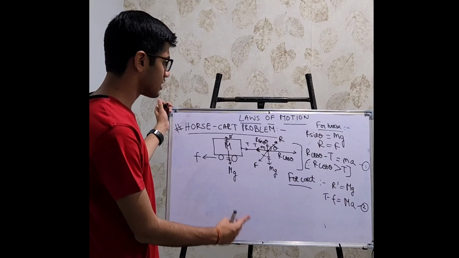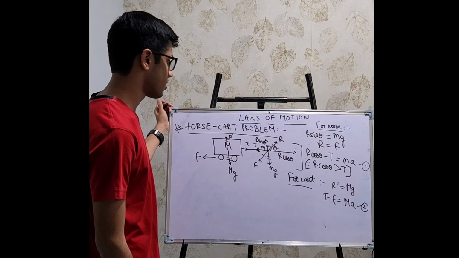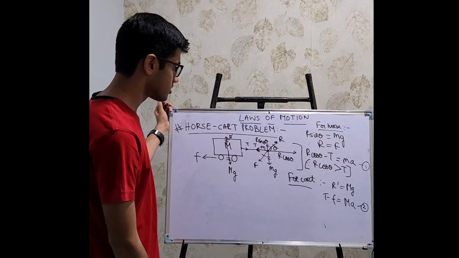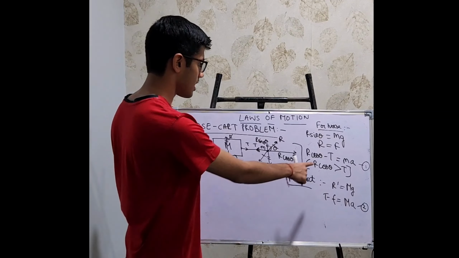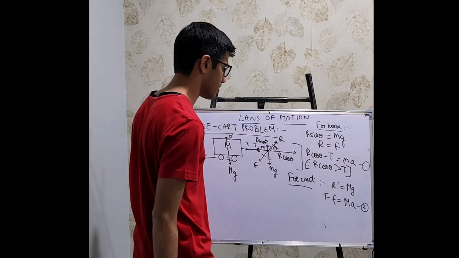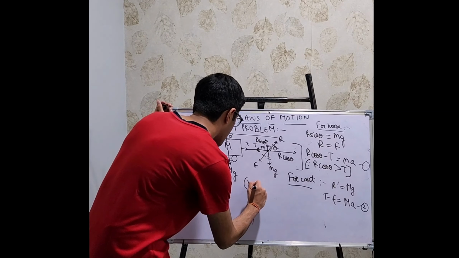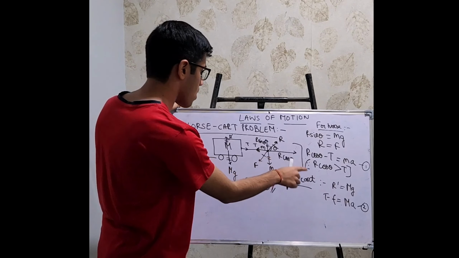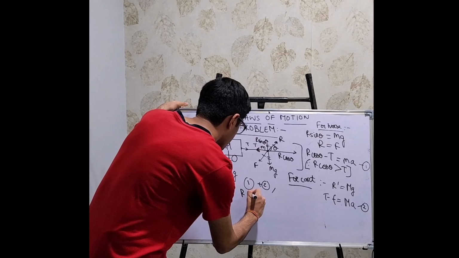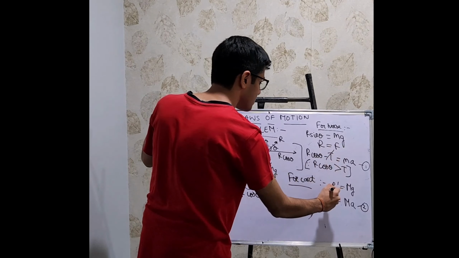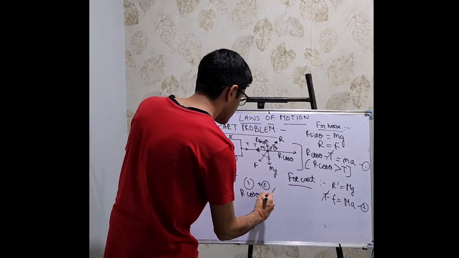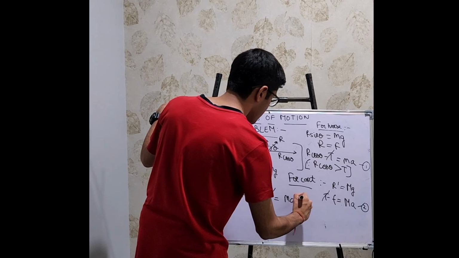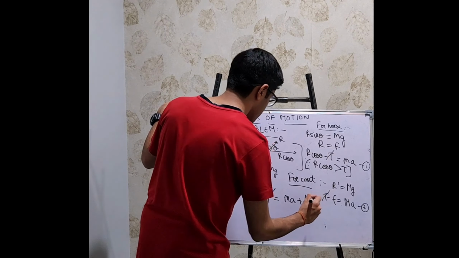Now we want to get rid of tension because we don't want it in our final equation. If we add these two equations, minus T plus T will get eliminated. So adding 1 and 2, we get R cos theta minus F, which is the friction, is equal to small ma plus capital Ma.